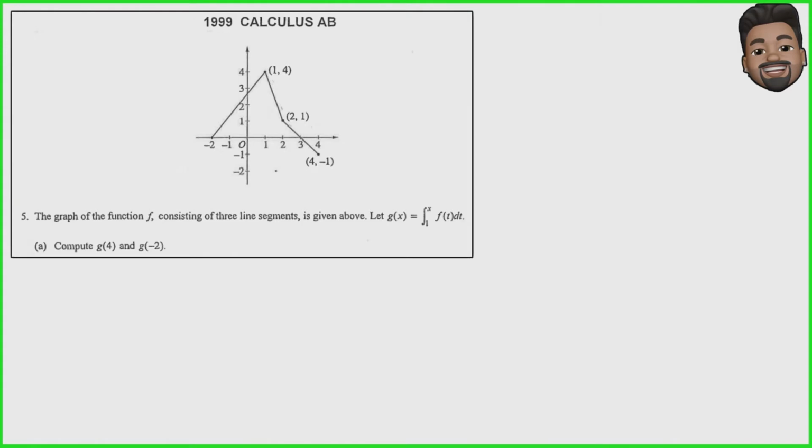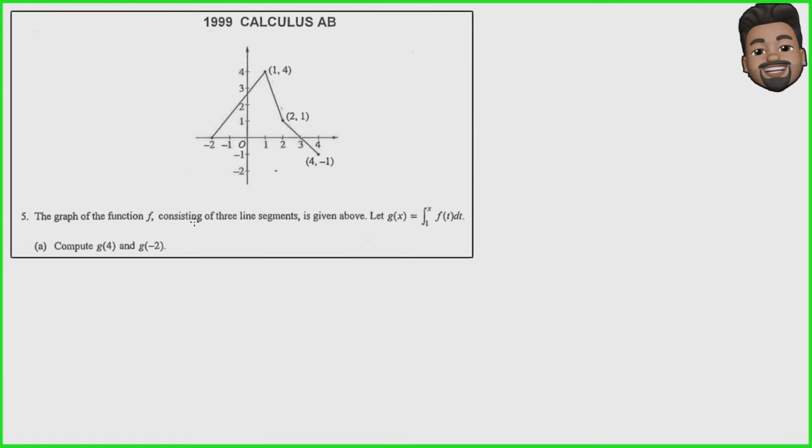All right, let's go ahead and get started with our very first video on the second FTC, the second fundamental theorem of calculus. Now, this 1999 problem is a pretty good one to go over. I think it's a great one to actually start with. And the cool thing is you'll notice the progressions as we go through. You're going to see how problems slowly get harder and harder. So let's just get started.